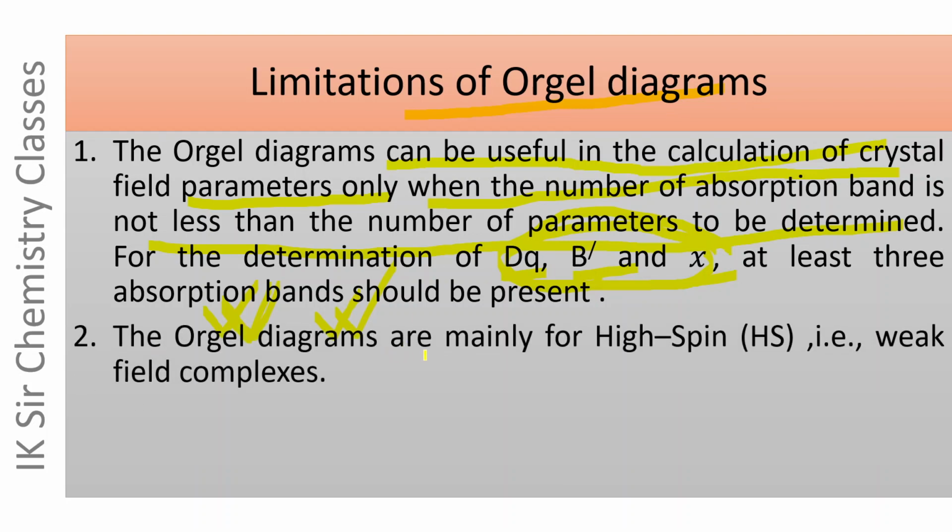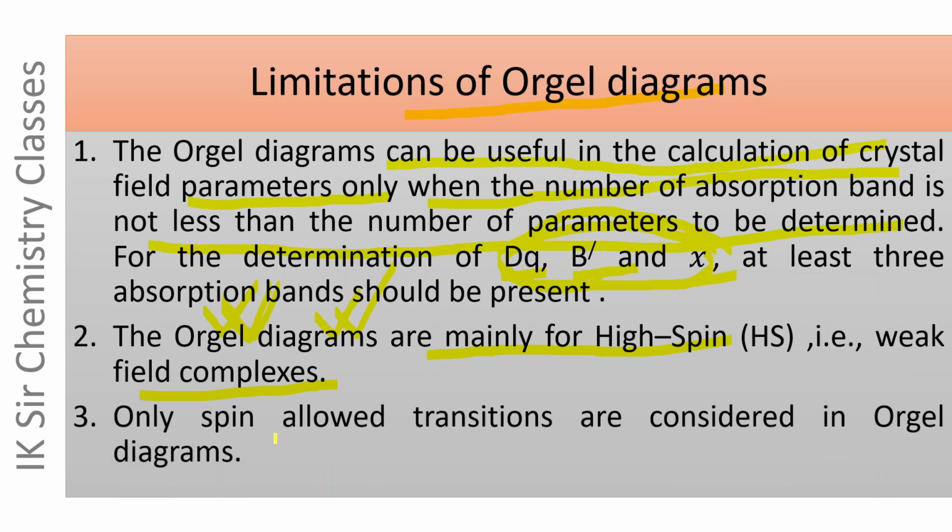The Orgel diagrams are mainly for high spin, that is weak field complexes. They are not applicable to high field complexes, that is low spin complexes. Only spin allowed transitions are considered in Orgel diagrams. Spin forbidden transitions are not considered. Only spin allowed transitions involving delta S equals 0 are considered. These are the limitations of Orgel diagrams.